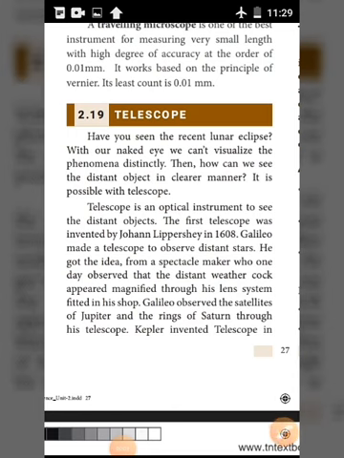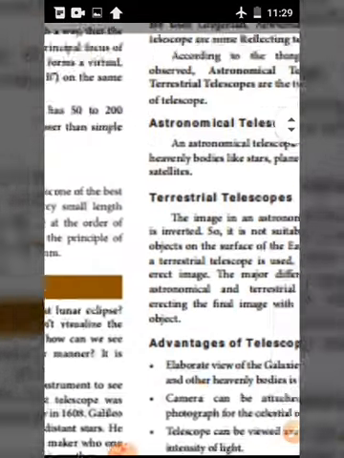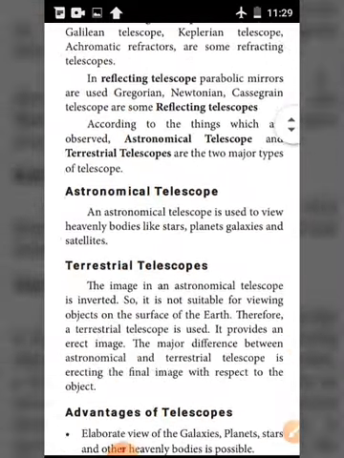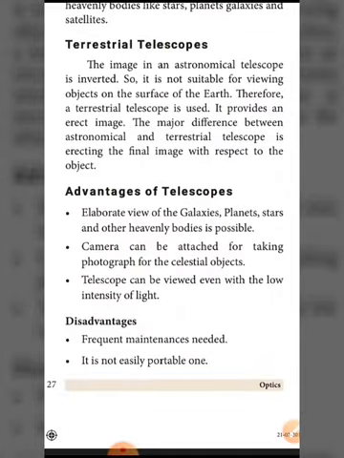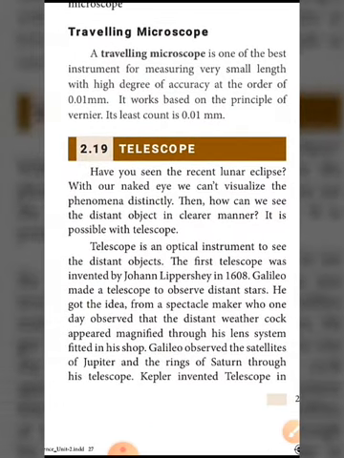Let's see the topic, telescope. In this topic, we are going to learn what is telescope and what are the types of telescope and advantages and disadvantages of telescope. Dear students, before 1 week, have you noticed the solar eclipse? With your naked eyes, we can't visualize the solar eclipse because the sun is located at very large distance from the earth surface.